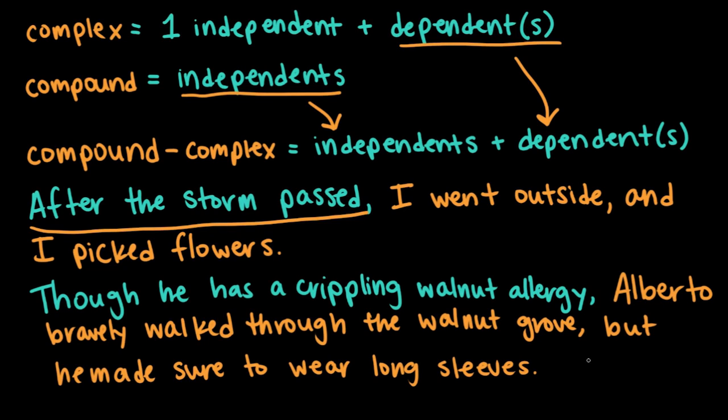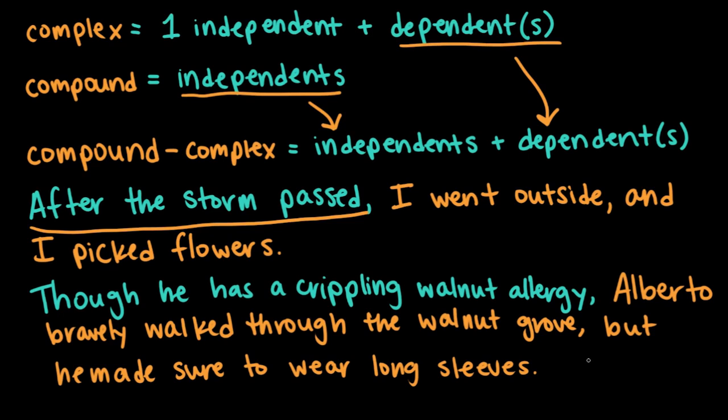So again, if we just say Alberto bravely walked through the walnut grove, but he made sure to wear long sleeves, that's a compound sentence. There's two independent clauses. Alberto bravely walked through the walnut grove is one, and the second one is but he made sure to wear long sleeves. But then again, we add a dependent clause at the beginning, though he has a crippling walnut allergy. That is what makes it compound complex. It has elements of compound, the two independent clauses, and it has an element of complex, the dependent clause.